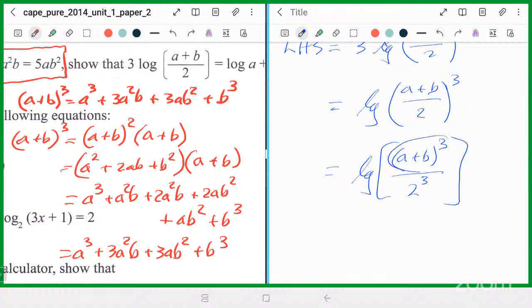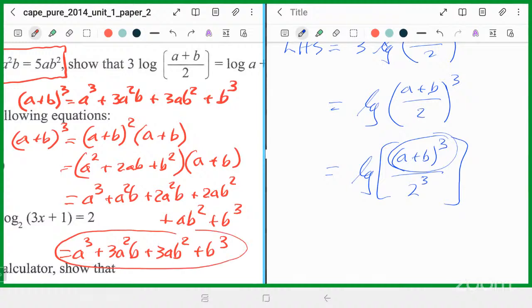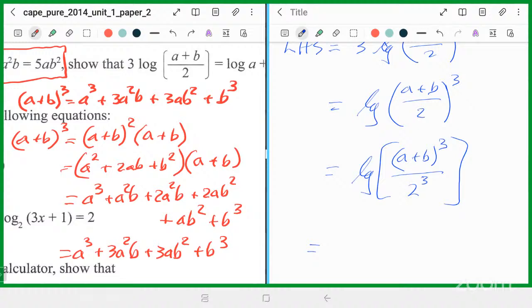So this numerator here is now equal to this expression that I just showed you, right? And so I'm going to write it up there. Expand this, it becomes a cubed. Oh, put in a log first. It becomes a log of, and the numerator now is a cubed plus 3a squared b plus 3ab squared plus b cubed, and dividing all of that by this 2 cubed now, which is 8.